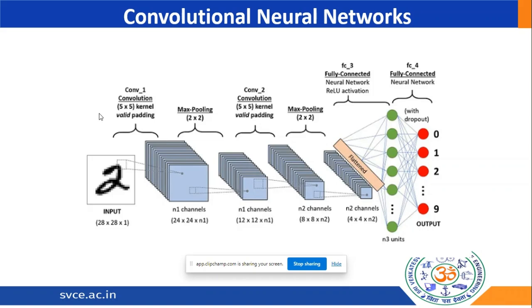The architecture of a CNN is analogous to the connectivity pattern of neurons in the human brain and was inspired by the organization of the visual cortex. Individual neurons respond to stimuli only in a restricted region of the visual field, known as the receptive field. A collection of such fields overlap to cover the entire visual area.